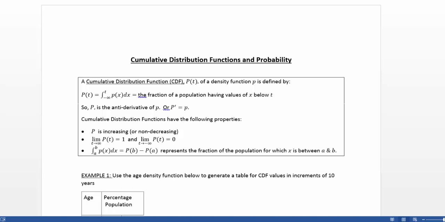Finally, if we integrate our density function between two points, a and b, we know that that represents the fraction of the population that has a certain characteristic between a and b. But we also know from the fundamental theorem of calculus that that has to be the antiderivative at the upper bound minus the antiderivative at the lower bound. So we can tie in what we know about antiderivatives into our discussions about density functions to look at our data in another way. So let's do an example using the age function to see how the CDF works.